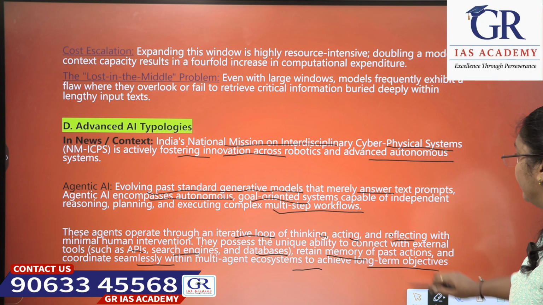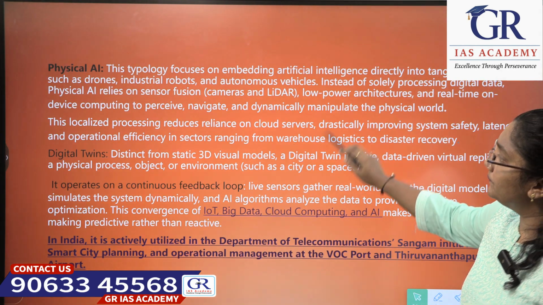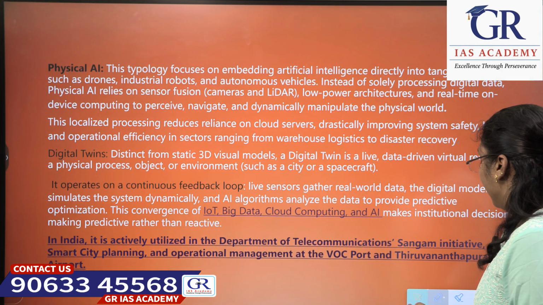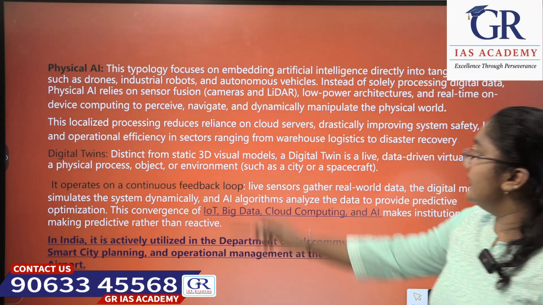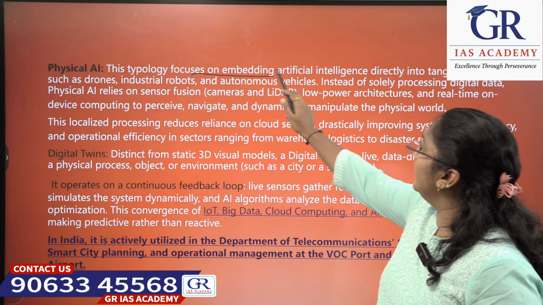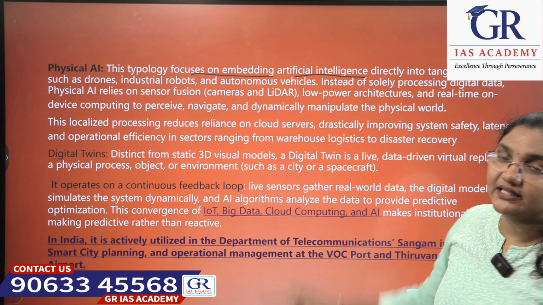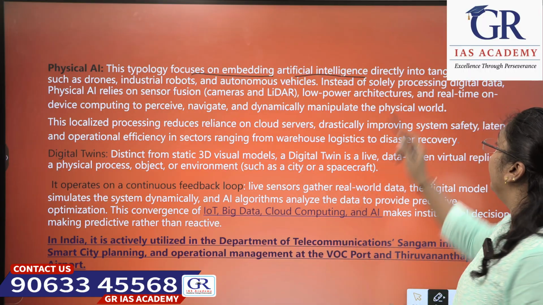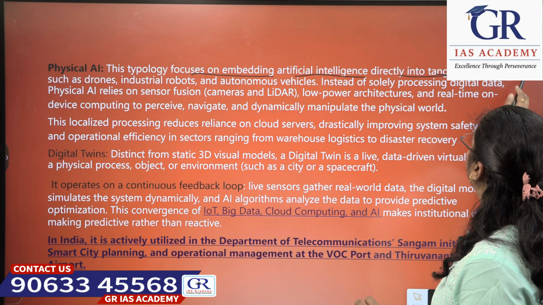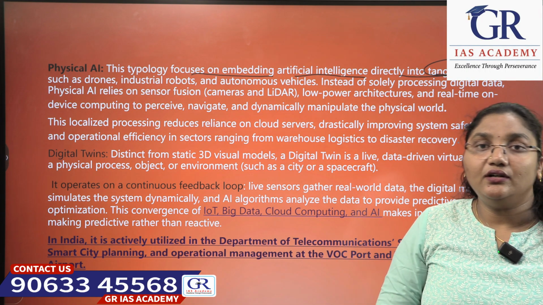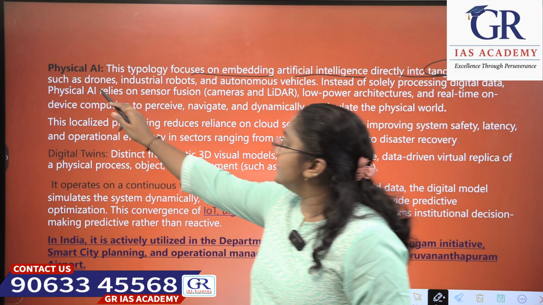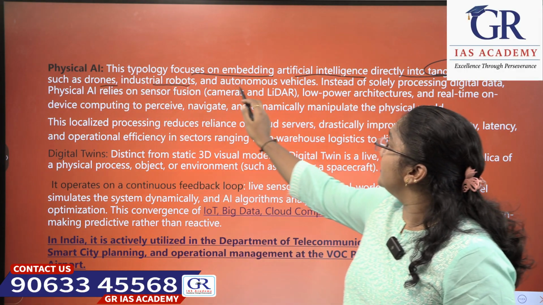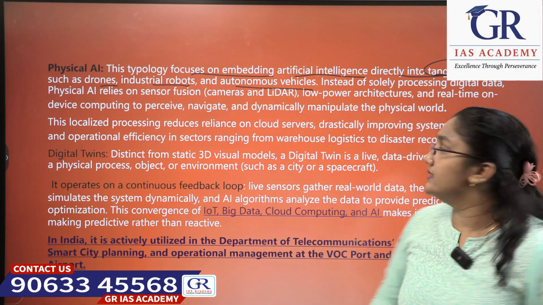Okay, next, moving forward, physical AI. What is this physical AI? This typology focuses on embedding artificial intelligence directly into tangible machines, such as drones, industrial robots and autonomous vehicles.